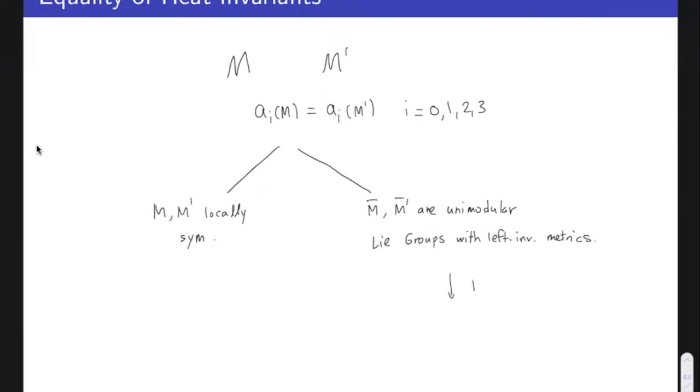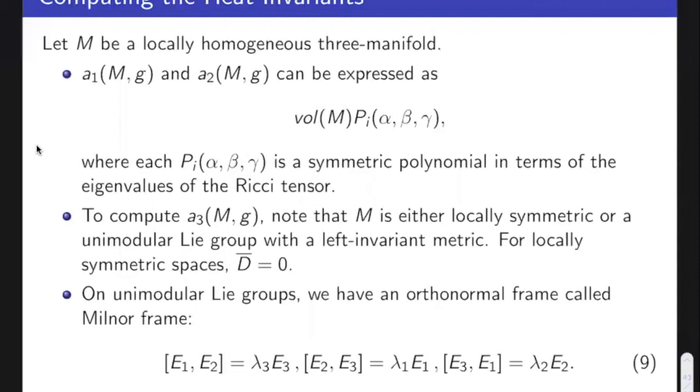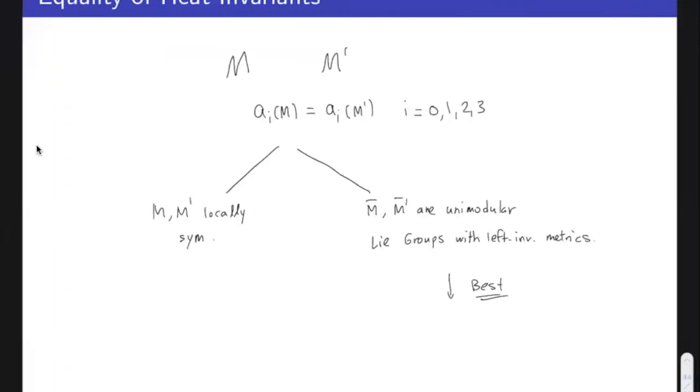The best case scenario is that you can show that the equality of the heat invariants implies that they have the same alpha, beta, gamma, and you can also show that these lambda 1, lambda 2, lambda 3 are equal to each other. So the best case scenario is you can find E1, E2, E3 on M and E1 prime, E2 prime, E3 prime on M prime, and up to permuting indices, you have lambda 1 equals lambda 1 prime, lambda 2 equals lambda 2 prime, and lambda 3 equals lambda 3 prime.